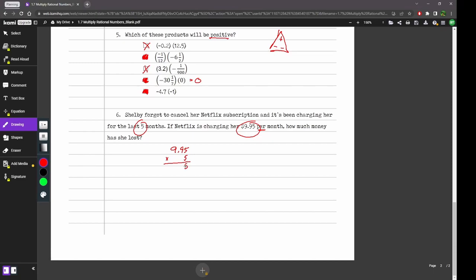5 times 5 is 25. 5 times 9, 45. I end up with 7. 45 again, that would be 49. Right? And then we don't have a decimal place here. Don't let that confuse you. It's over here. So we just go over 2 decimal places, and our answer is she has lost $49.75.